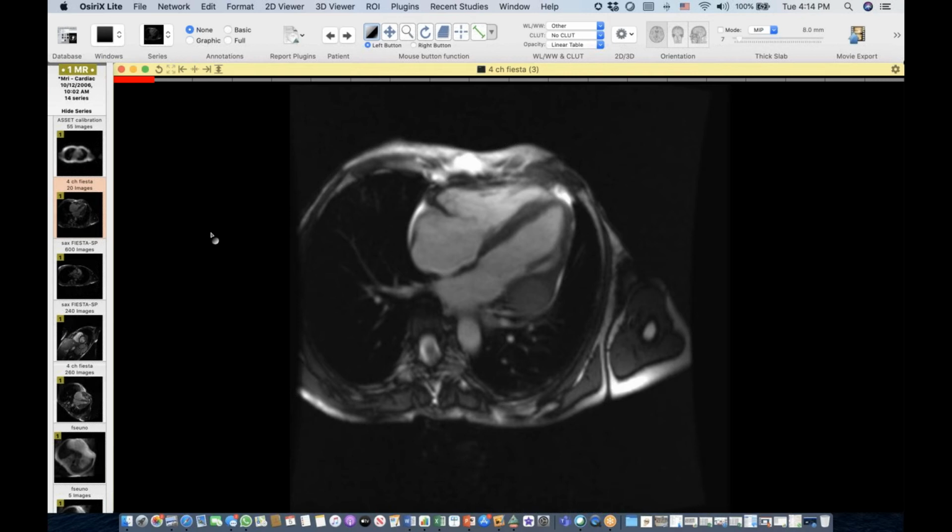All right, let's look at this case. I think the finding is not necessarily subtle, and I don't know how to make this go any slower. Let me just do it by hand, I guess. So anybody wants to comment on some of the findings? Again, this is a steady state free precession in the 4-chamber view, and there's a couple of things that I think are worth mentioning. And I'm going to stop right there.